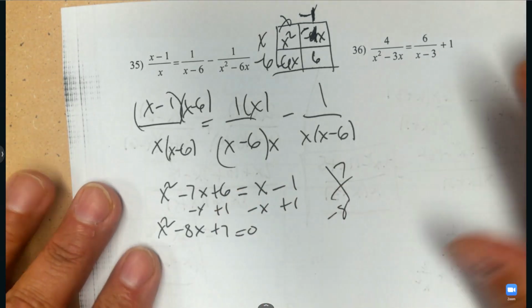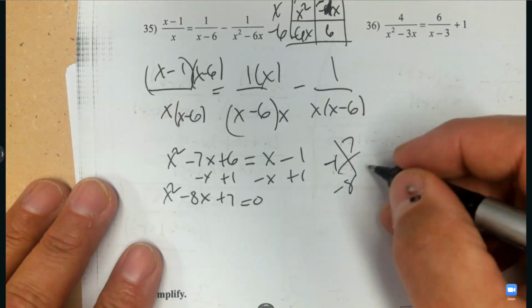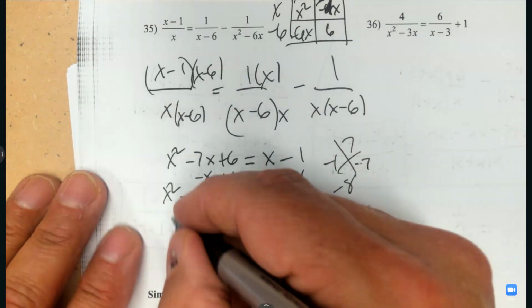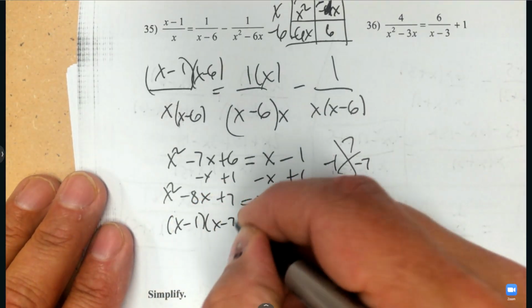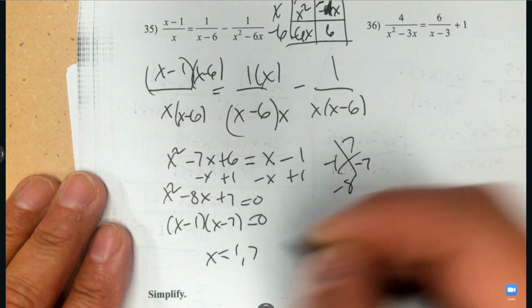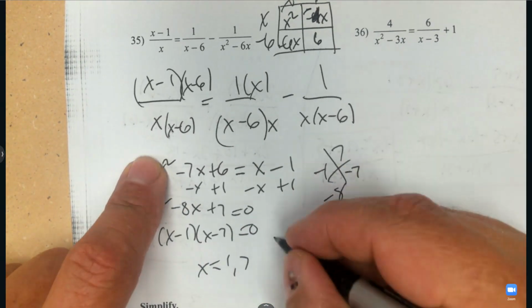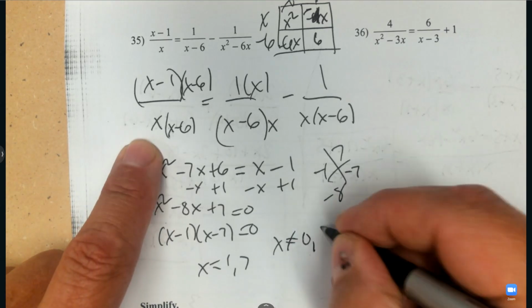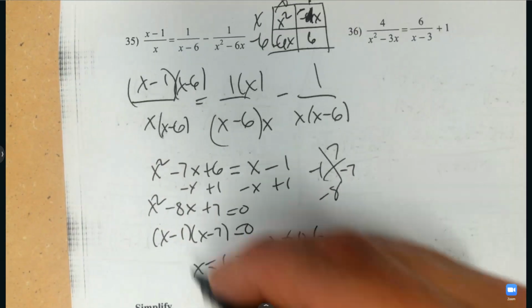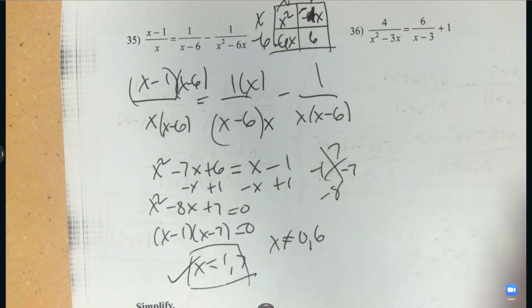So two numbers that multiply to 7 and add to negative 8 are negative 1 and negative 7. And those are my answers. So it's positive 1 and 7, the opposite numbers to that. What could x not be? So I'm going to write that down. It couldn't be 0 and positive 6. So those are two good answers. Done.